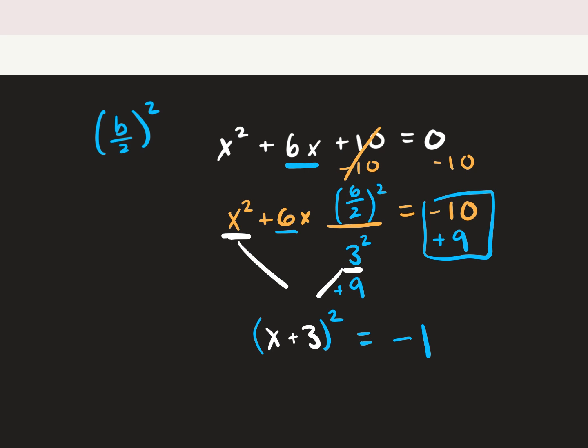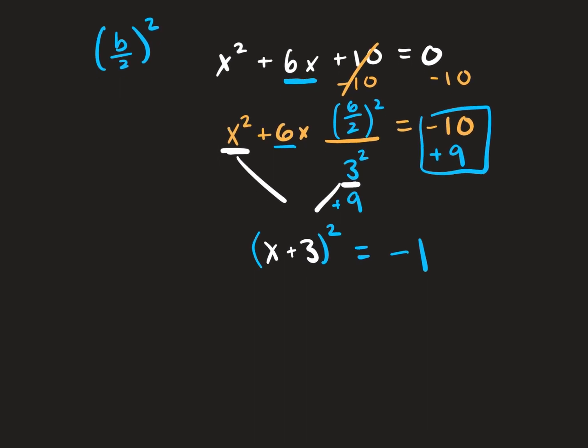Now from here we know how to solve from what we did on the last quiz. So I want to take the square root of both sides to get that squared to cancel. So then I have x plus 3 on the left. Anytime we take the square root of both sides, we have to include a plus or minus. So this would be plus or minus, and we know the square root of negative 1 is i. So plus or minus i.